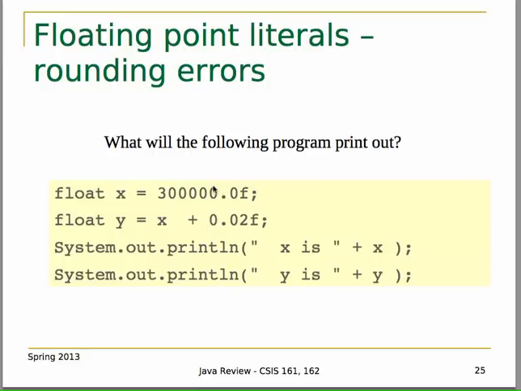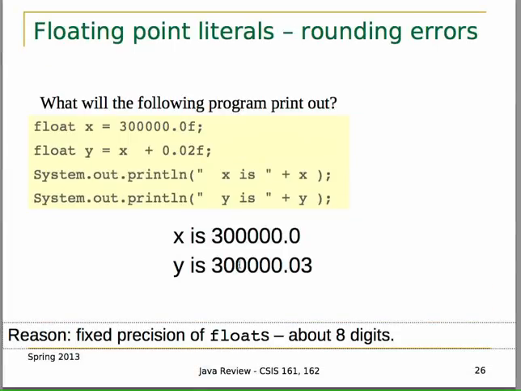So the best thing that we can do is be aware of these things and just say, okay, there are going to be these kinds of possibilities. If I add two numbers and I think I can do this better in my head, well, you're right in this case. The answer would be 300,000.02, but the number that gets printed out in a program like this is 300,000.03. The reason for this is the fixed precision of floats is about 8 digits. It's not 8 digits everywhere, but roughly speaking, you can think of it as 8 digits.